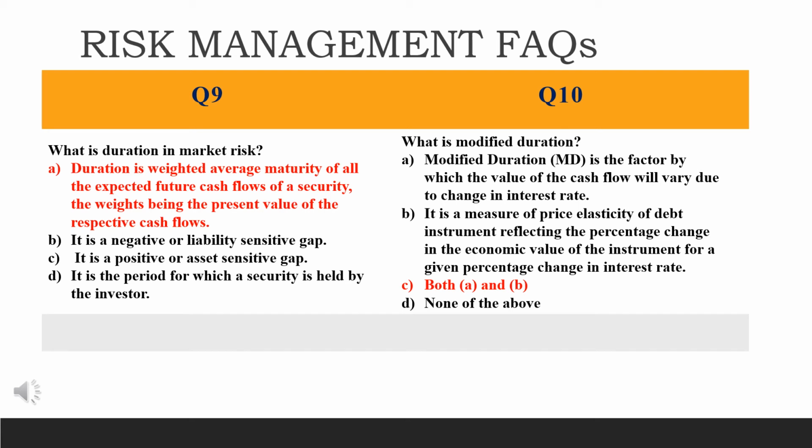So what is the answer here? The answer is C, both A and B. So what is modified duration? Modified duration is a factor by which the value of the cash flow will vary due to the change in the interest rate. Also, it's a measure of price elasticity of a debt instrument reflecting the percentage change in the economic value of the instrument for a given percentage change in interest rate.